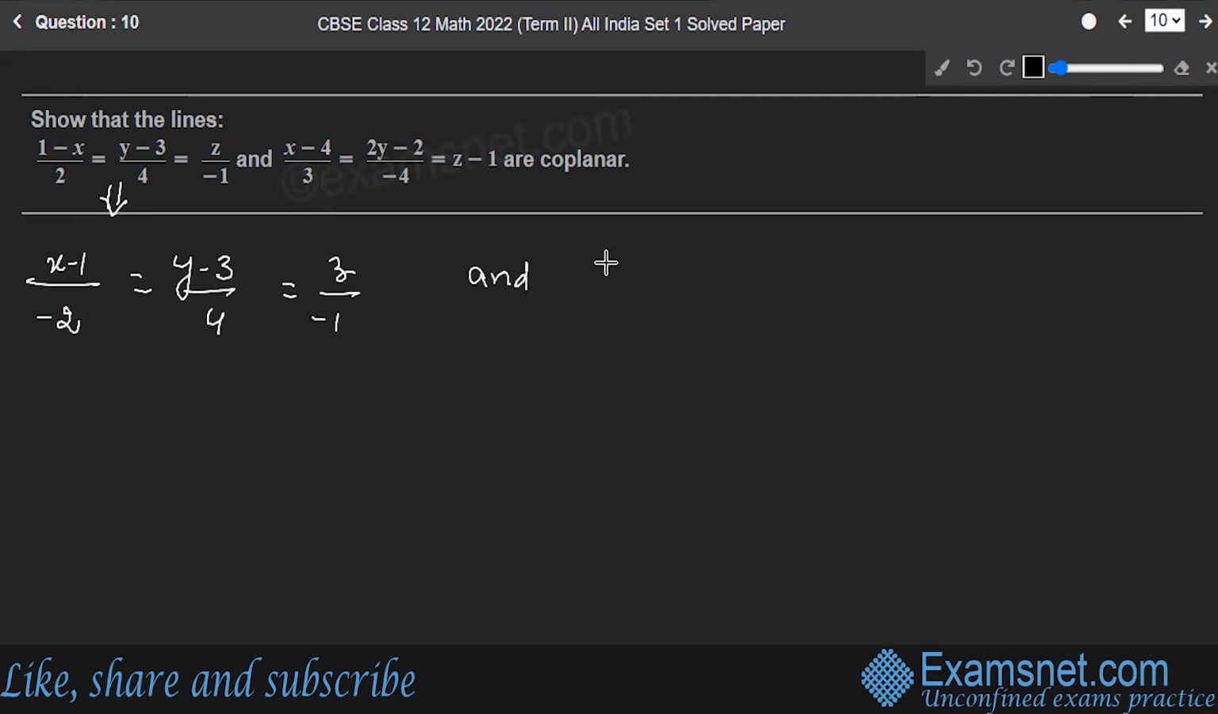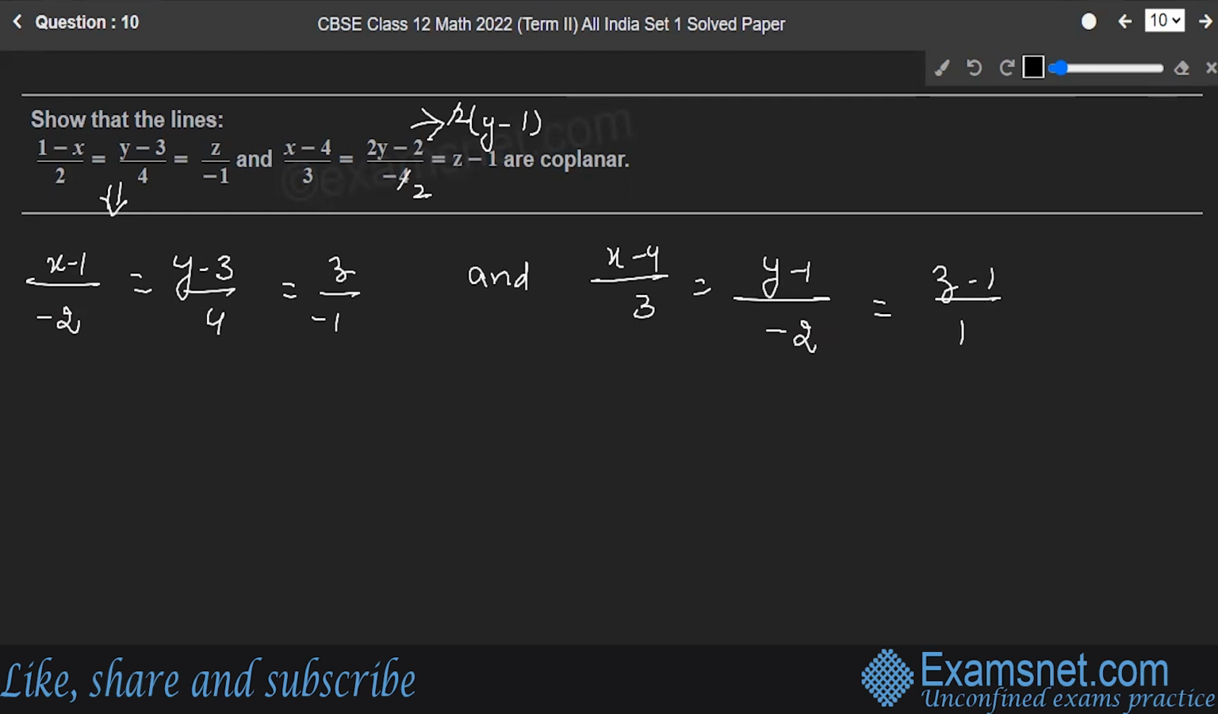And the second line, (x minus 4) upon 3. Now this one, I'll take the 2 outside. So (y minus 1) upon minus 4. So this 2 and this 4 will cancel. This will be (y minus 1) upon minus 2. Hope you got that. Is equal to (z minus 1) upon 1.